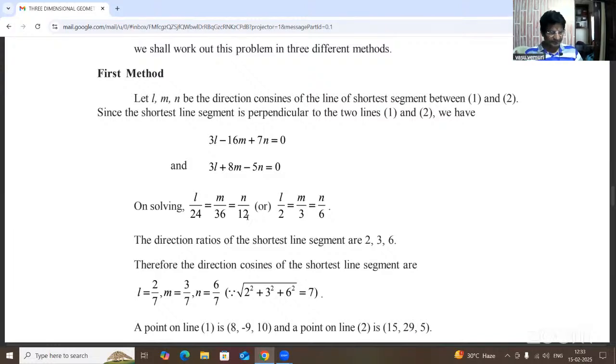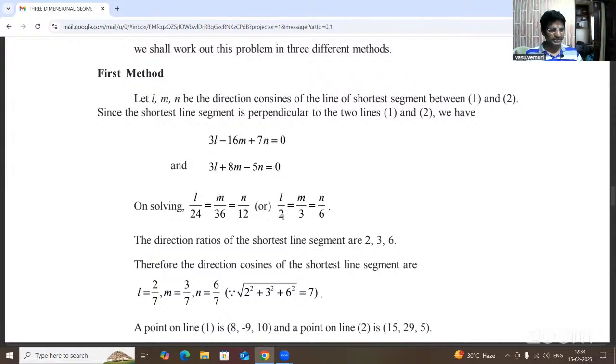So the DRs of the shortest line segment are 2, 3, 6. Therefore, for the DCs of the shortest line segment, we need the square root of 2 squared plus 3 squared plus 6 squared, so 4 plus 9 is 13, 13 plus 36 is 49. So root 49 means 7.